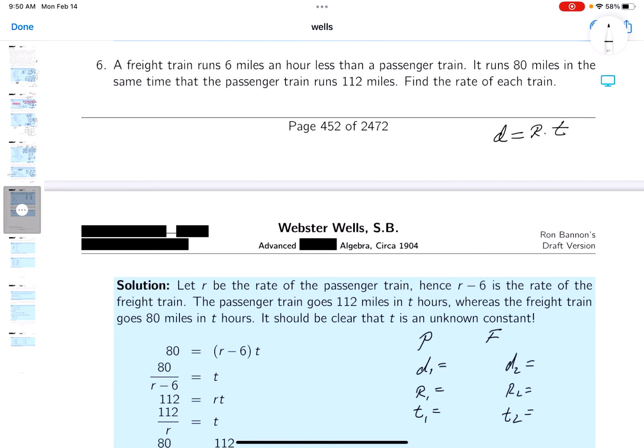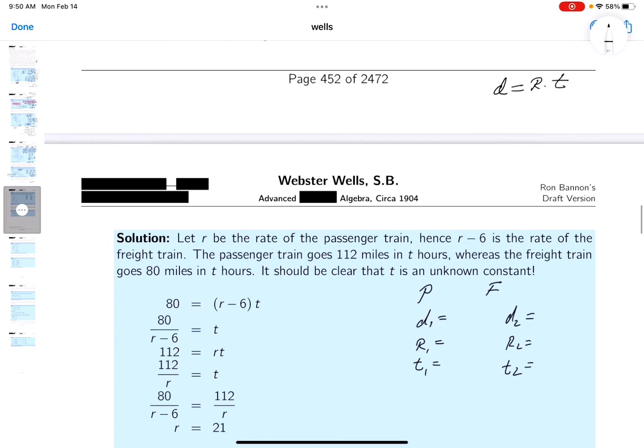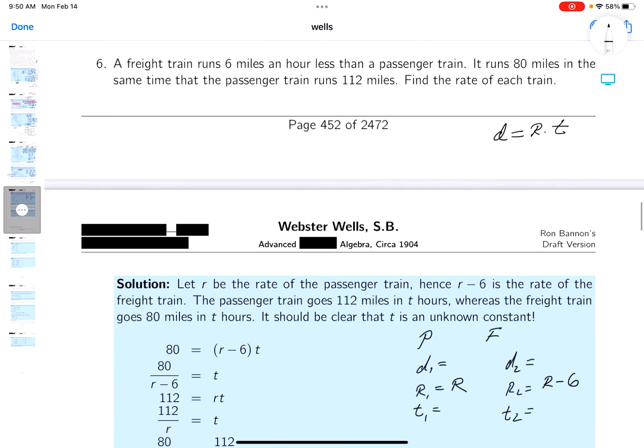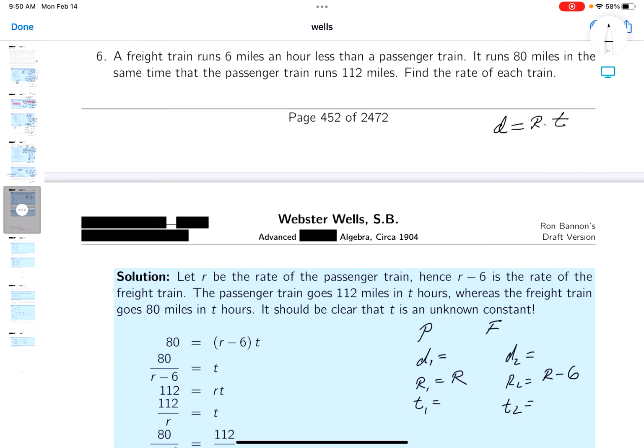It says a freight train runs 6 miles an hour less than the passenger train. So if the passenger train's rate is R, the freight train's rate would be R minus 6. He's going 6 miles per hour slower than the passenger train, all right? It runs 80 miles in the same time the passenger train goes 112 miles.